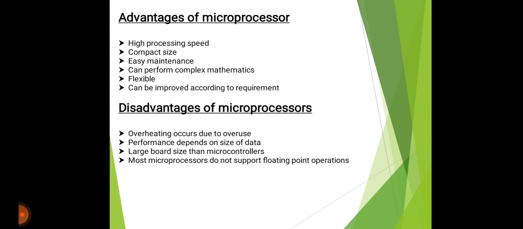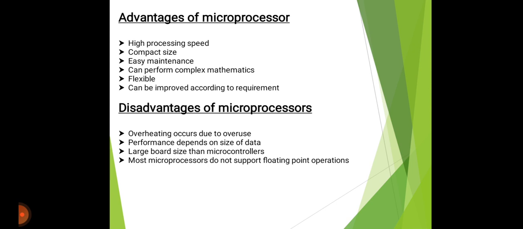Now, what are the advantages of a microprocessor? It has high processing speed, is compact in size, and is easy to maintain. It can perform complex mathematics and is flexible. It can be improved according to requirements.